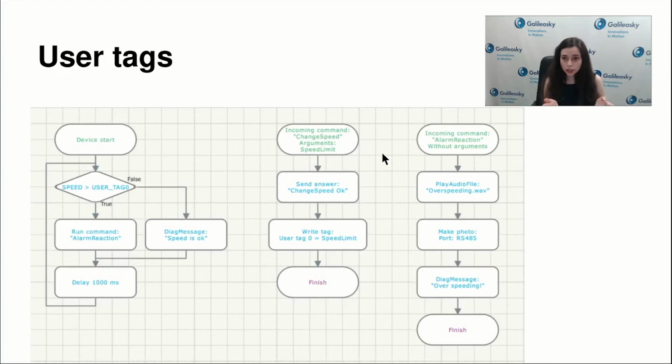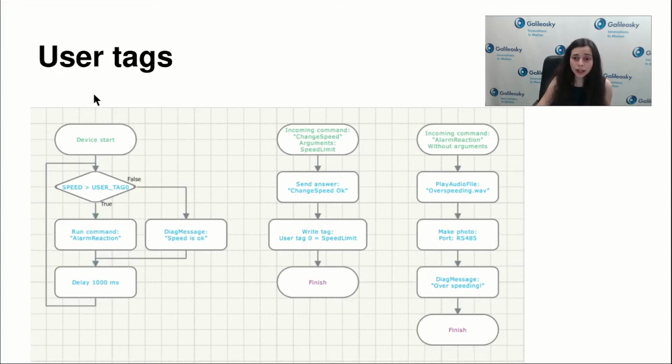To avoid this, for keeping settings that you send with a command, we have energy independent variables. They are called user tags. After a reset, the value of a user tag will not be cleaned, because they are saved in a different part of the memory, and you will still have them. For example, you send a command like the one you sent previously, but you save the speed limit from inside the command to user tag 0 and finish.